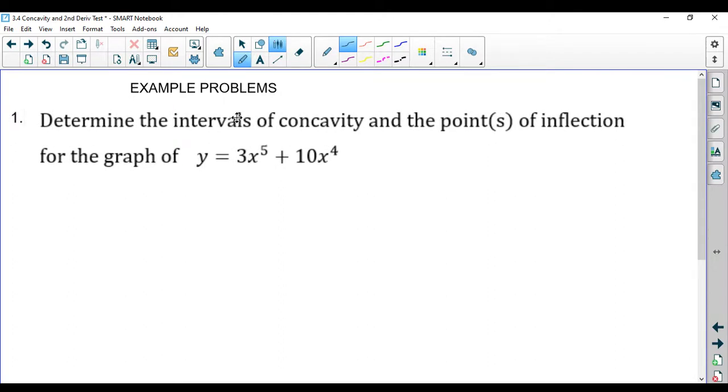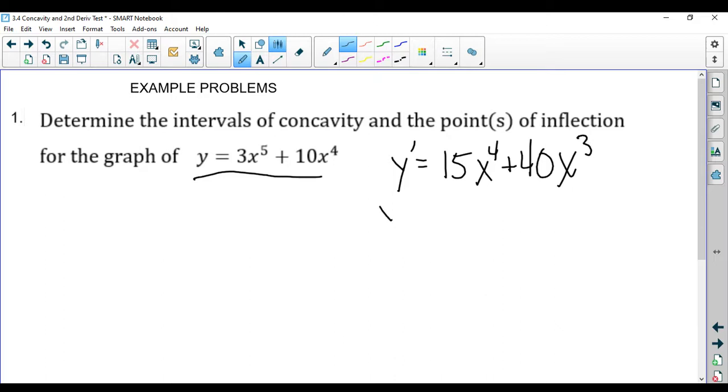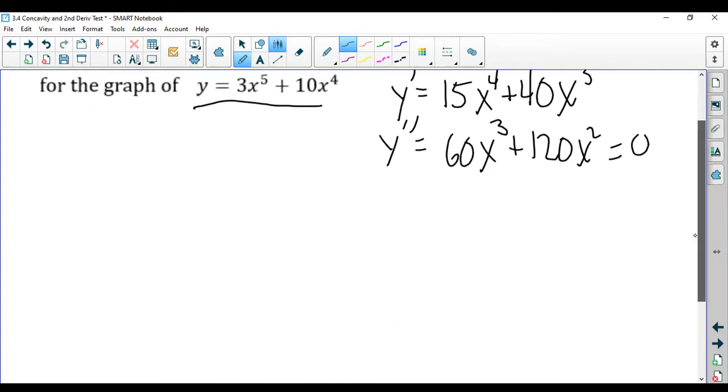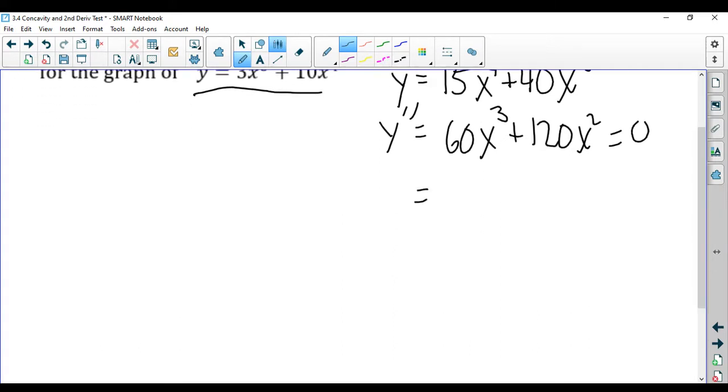So we're going to determine the concavity and the points of inflection of this graph. Everything is based on the second derivative, so we're going to quickly find the second derivative. First derivative is this, and the second derivative is this. To find the possible points of inflection, we need to figure out where the second derivative is zero. So I'm going to set it equal to 0 and factor out 60x squared.